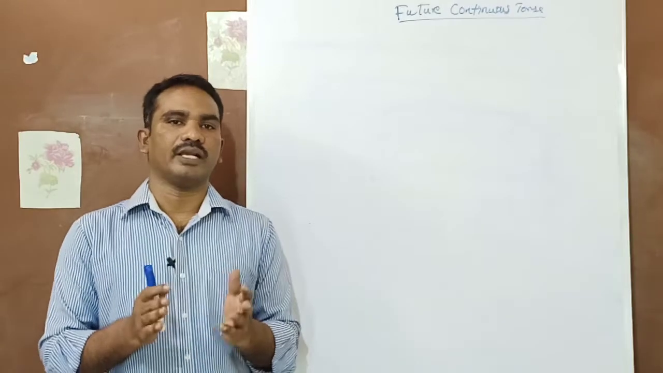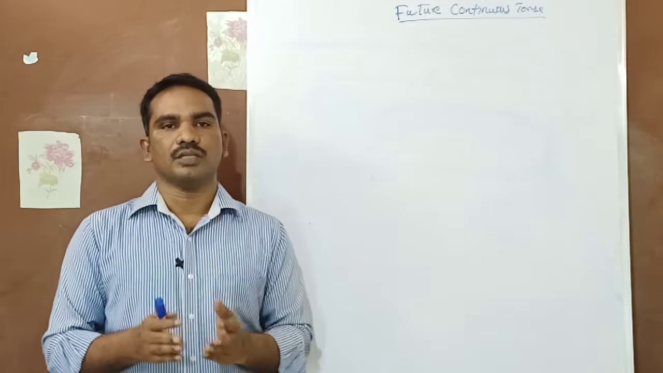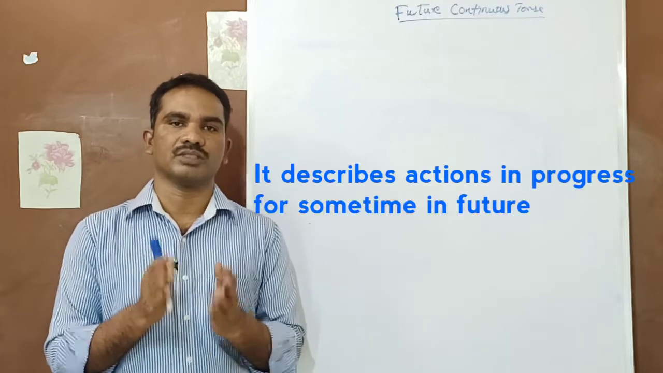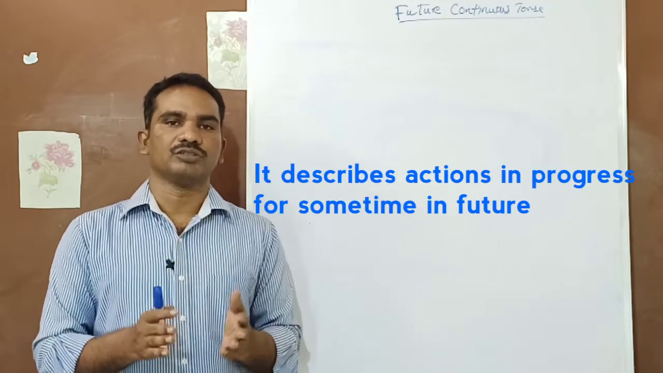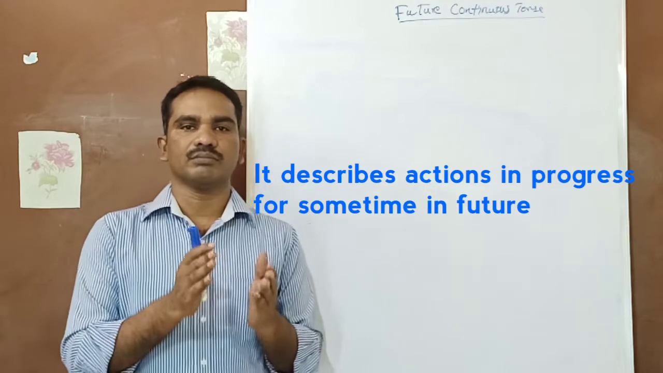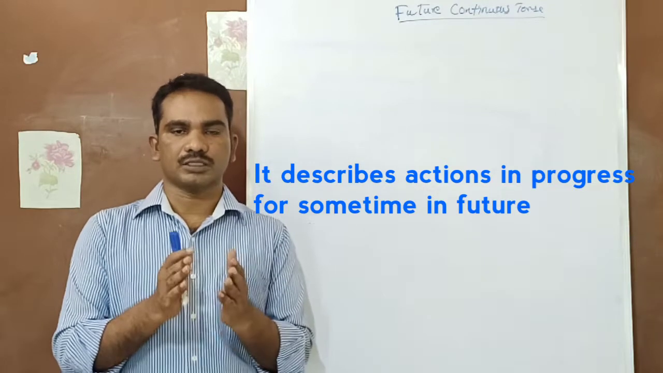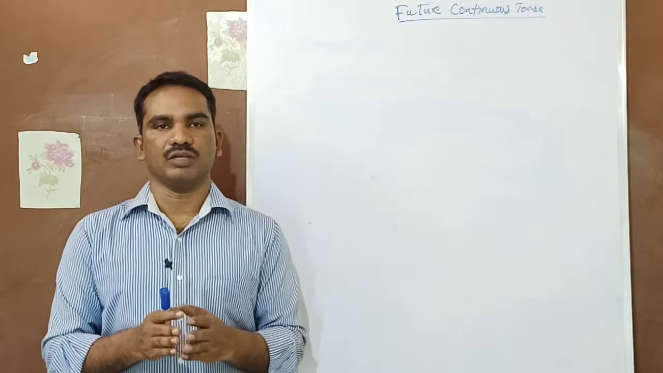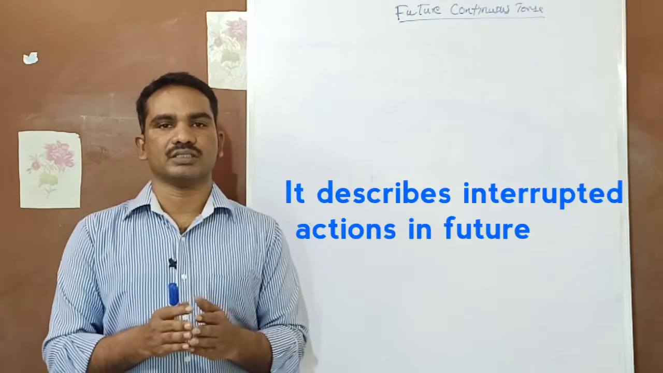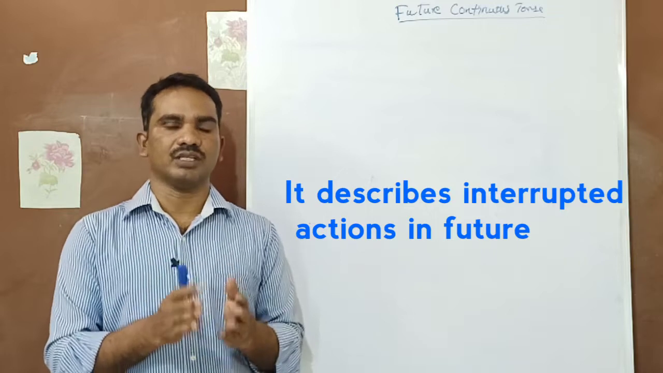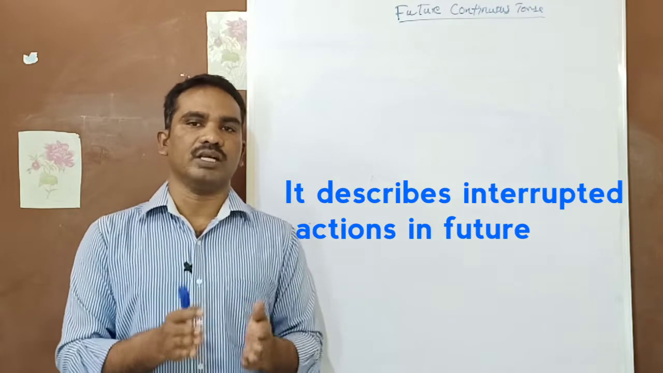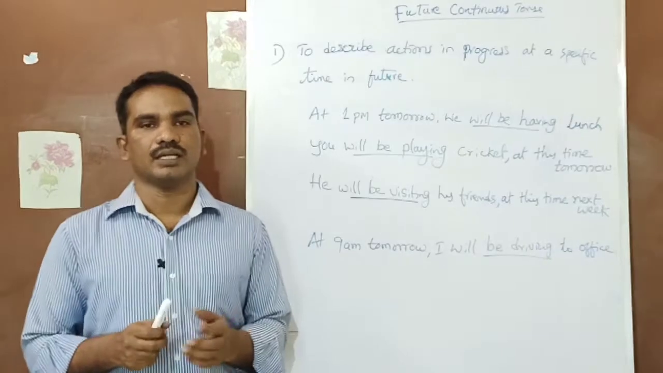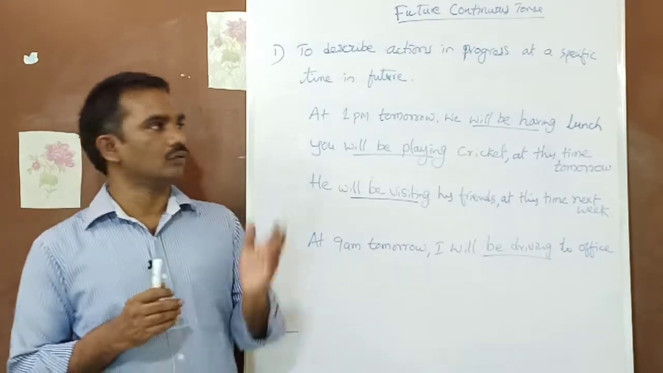Guys, let's try to understand the rules. The first rule is future continuous tense is used to describe things which are going to be in progress at some point of time, at a specific time in future. And the second rule is future continuous tense is used to describe things which are interrupted in the future. So let's look at the rules.